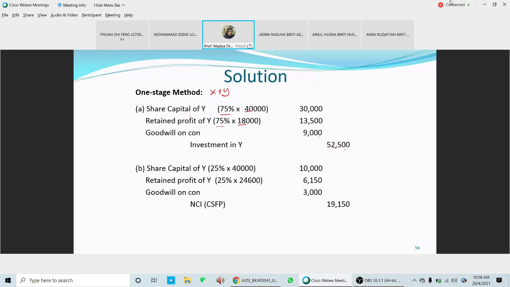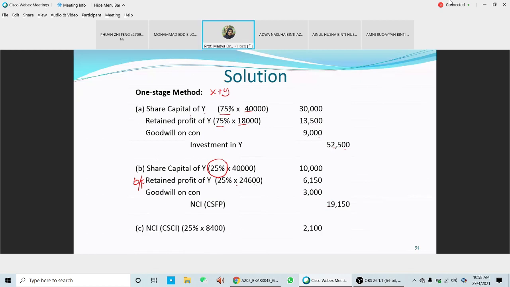Okay, this one is for the NCI. NCI have only 25%, so times 40. RE also 24,600 here is RE brought forward. For NCI, we are using RE brought forward. And then goodwill will be 3 for the NCI. So credit the NCI in the statement of financial position, because NCI is using the fair value method. So, okay. Now X and Y.